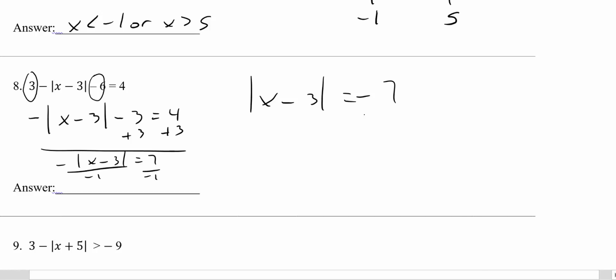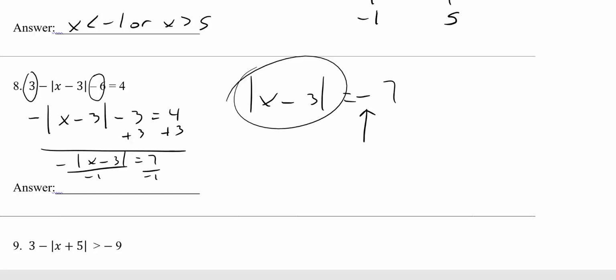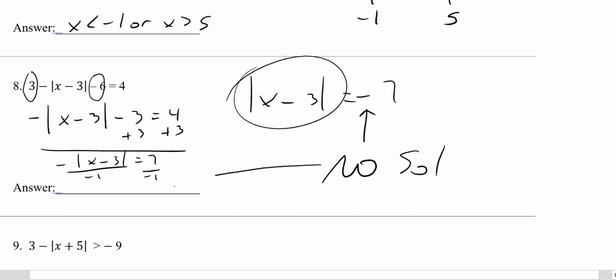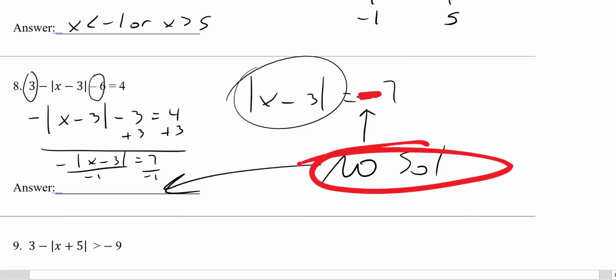Okay, you guys should remember, if there's a negative here and it's absolute value, it's impossible to take the absolute value of something and get a negative. Impossible. Absolute value of negative 5 is 5. Absolute value of 5 is 5. Impossible to get a negative value. This is no solution. And that's what goes on your answer blank. Okay? After you solve it, if it's equal to a negative, you are done. It is no solution. Okay? All right.